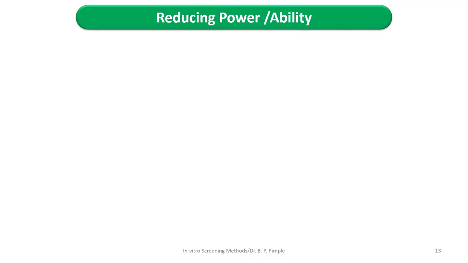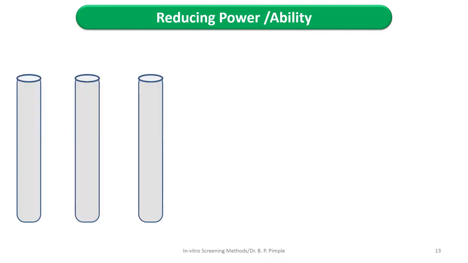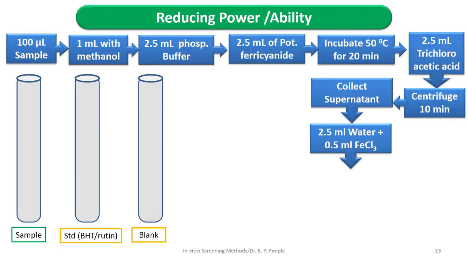Into the detailed process. We have taken three test tubes. One is the sample, another is the standard, which contains BHT or rutin, and the third one is the blank. In these, we need to add a range of different solutions. Initially, we will be adding, say, 100 microliter of sample, that is the isolated or extracted compound. In case of the standard, we are adding BHT or rutin solution, 100 microliter. Next step is addition of 1 ml of methanol. Methanol is to be added in all three test tubes.